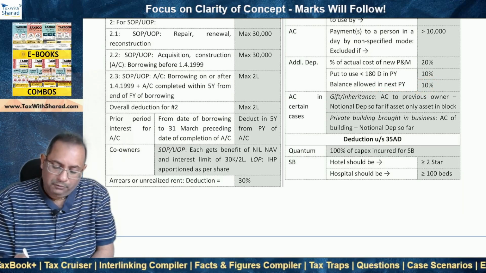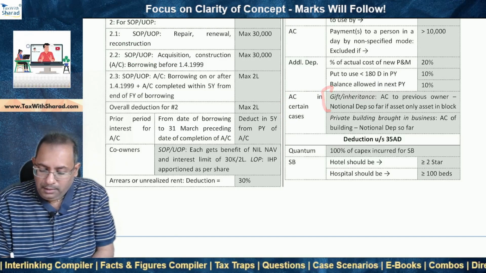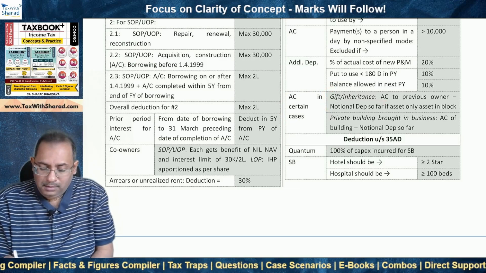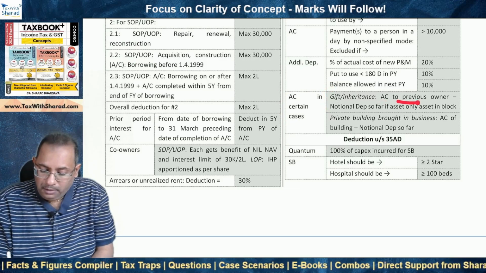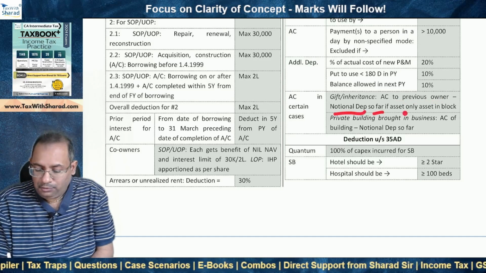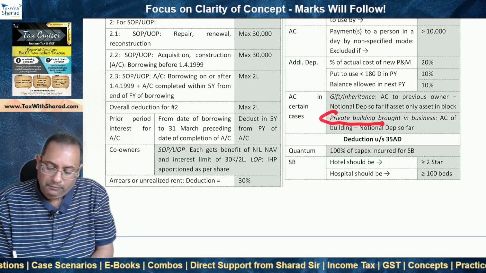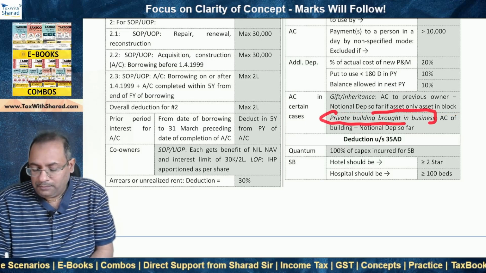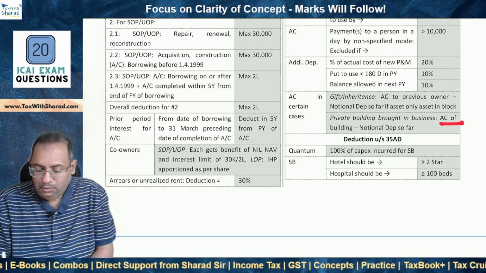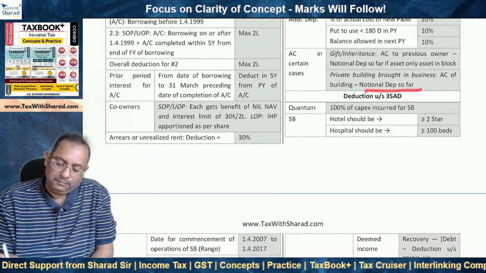There is a special formula to compute actual cost in certain cases. In case of gift or inheritance, the actual cost is taken to be the actual cost to the previous owner. From that we subtract notional depreciation so far, as if the asset was the only asset in the block. If there is a private building which has now been brought into the business, then how do we compute actual cost? It is actual cost of the building minus notional depreciation so far.